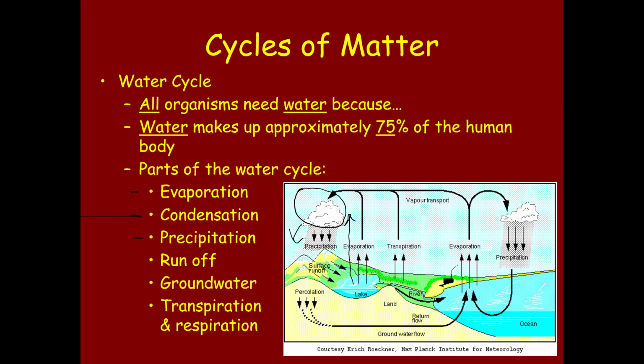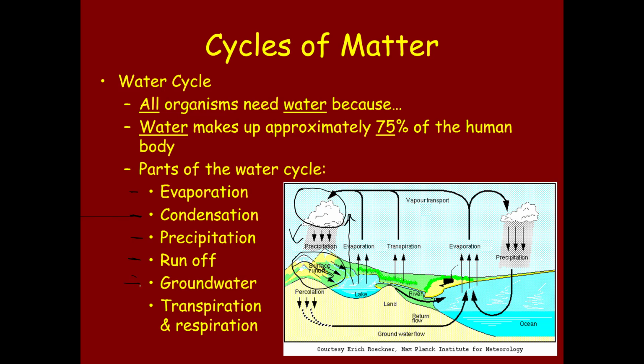So whether it comes in the form of rain, snow, sleet, whatever it may be, precipitation is how it comes from the atmosphere, from those clouds, back down to the ground. Then we can have what's called runoff. Runoff is simply how water flows over the land itself. When that rain comes down and hits the mountains, it rolls down the mountains, and then it eventually ends up usually in some type of body of water.